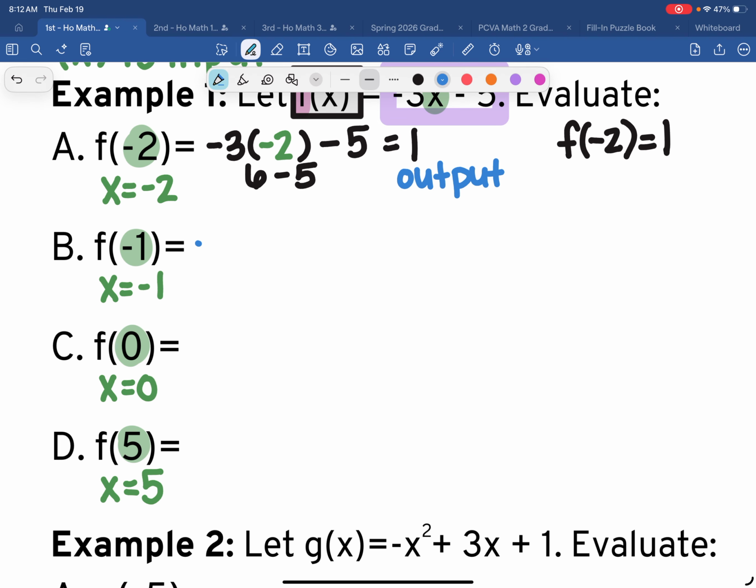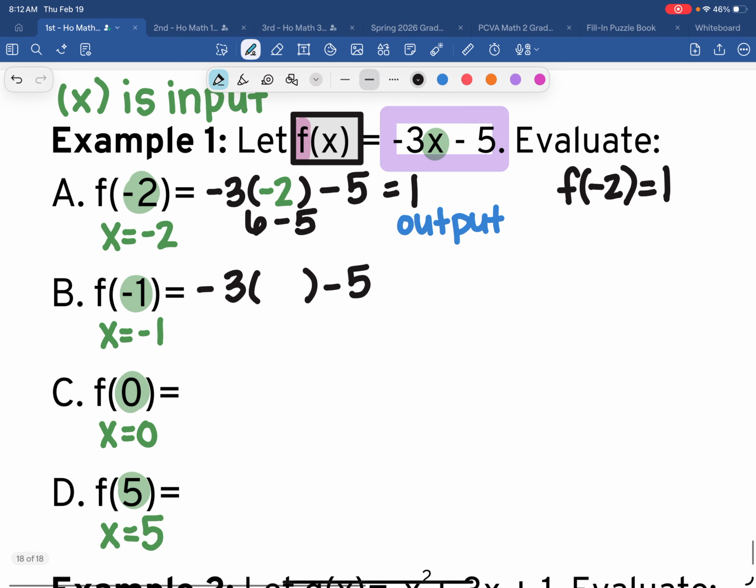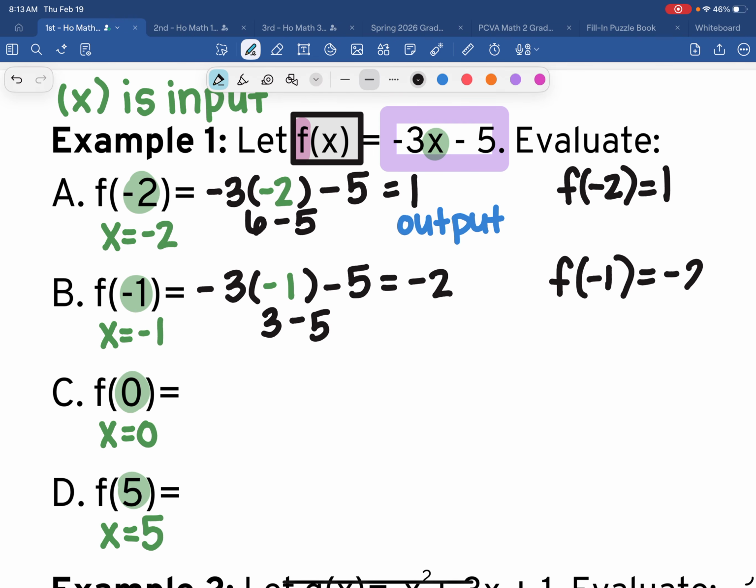All right, so we're going to do it again. This time, we're going to substitute in -1. I'm going to take that x out of the same f, and I'm going to substitute in -1. If I evaluate, I get 3, and then I have 3 minus 5. That gives me an output of -2. So I now know that if I input -1 into the function, I get an output of -2.